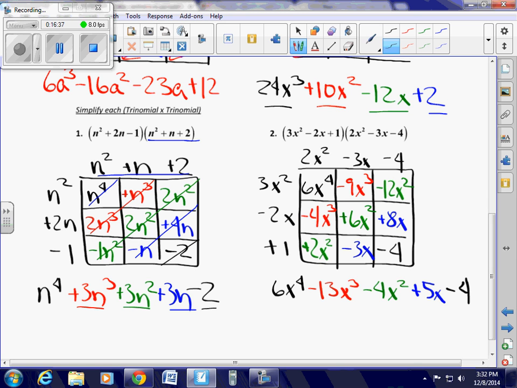And in number 2 at the bottom here, we have 6x to the 4th. In the red diagonal, I have negative 9 minus 4 is negative 13x to the third. Then it's negative 12 plus 6 is negative 6 plus 2 is negative 4x squared. 8 minus 3 is 5, so you get plus 5x. And then, of course, finishing up with minus 4.